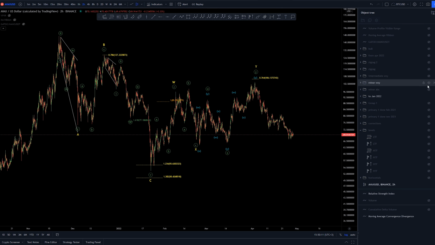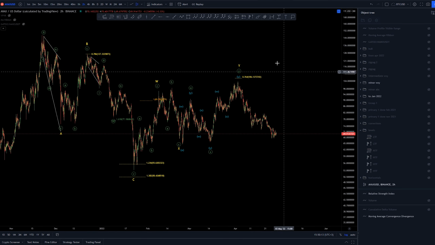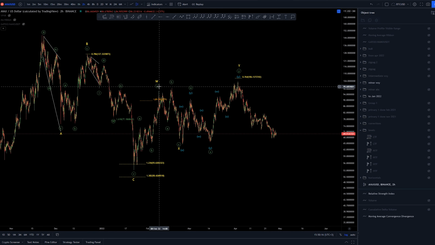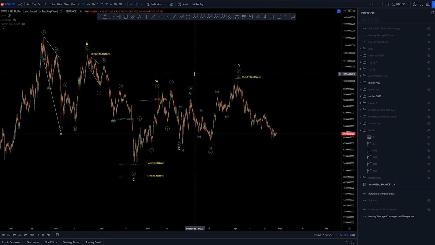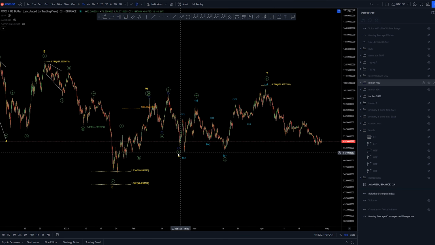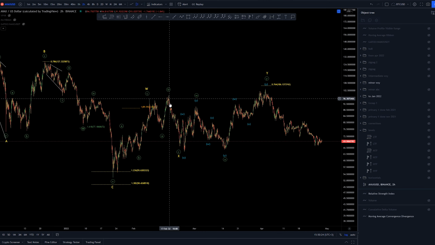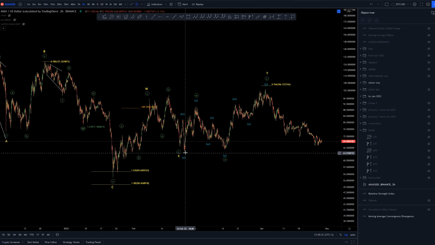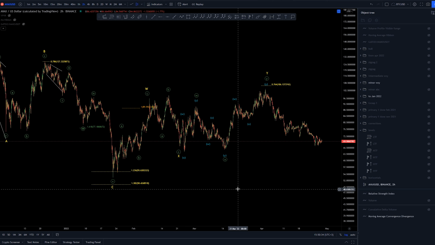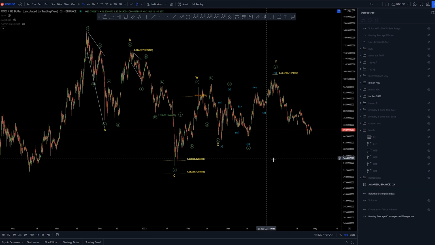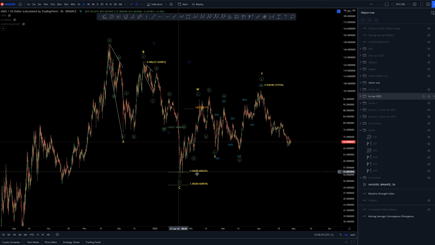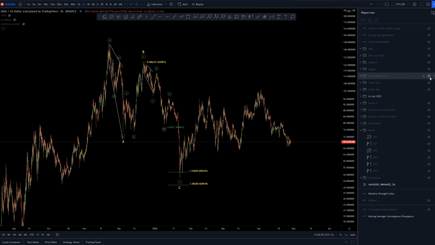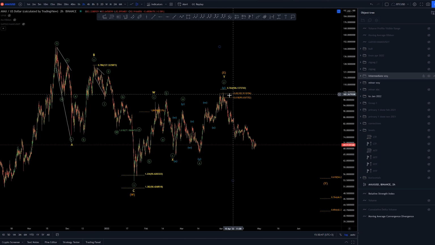Other option is almost same, but again ending here is a WXY. Not much to say about this one. Here the ABC on the X wave ends here on the February 22nd, and on the other count I think it was around the 24th. So not much to say. Let's move on. Let's keep this one open for now.